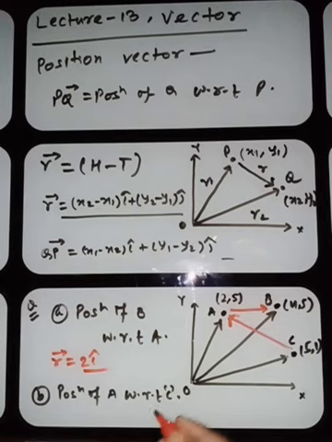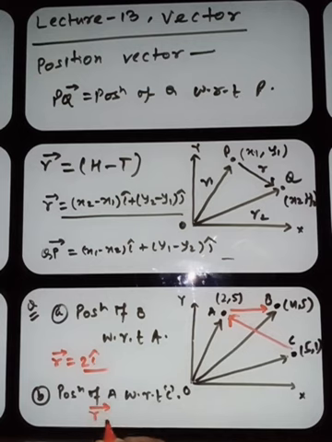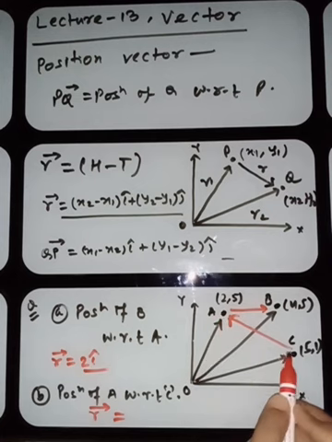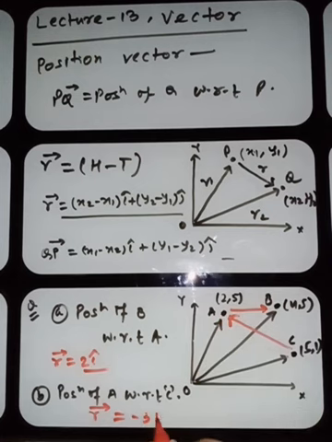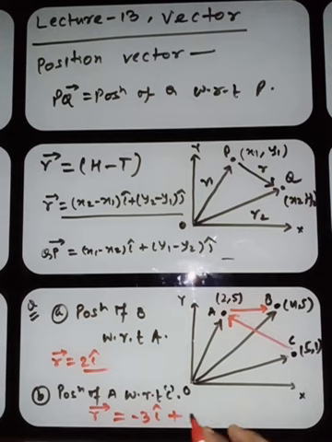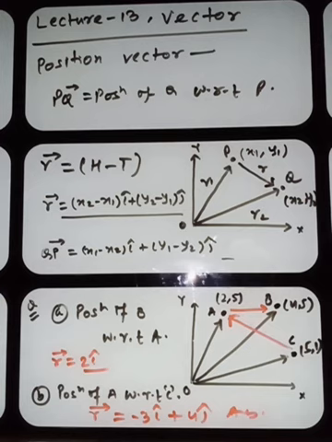Very good, very simple. Now for this position vector, let it be R also. The head is A and the tail is C, so 2 minus 5 is minus 3i, plus 5 minus 1 is 4j. That is the answer, quite simple. In this way you can find the position vector: head minus tail. So remember this shortcut, my dear students.